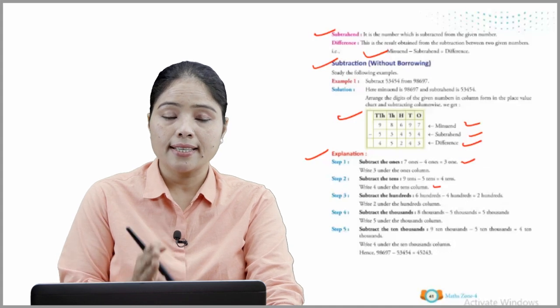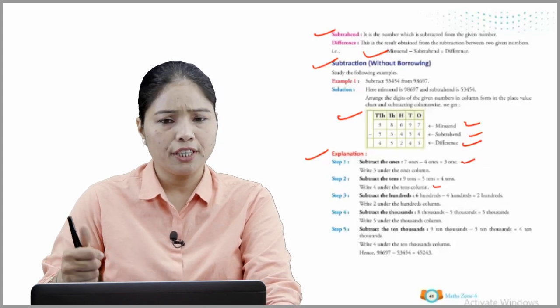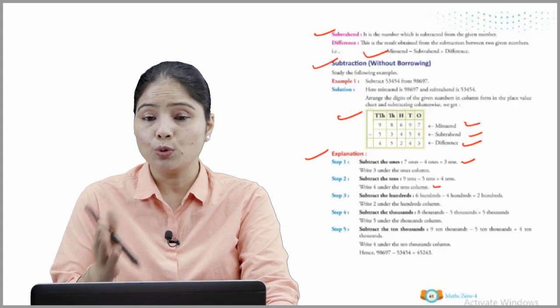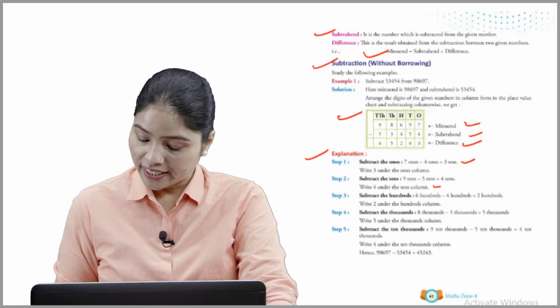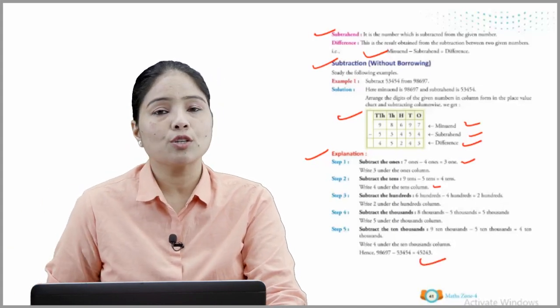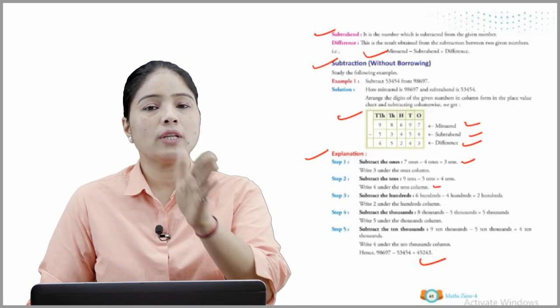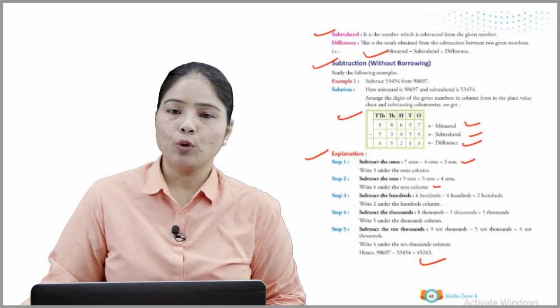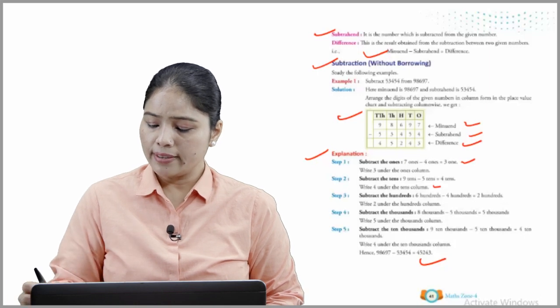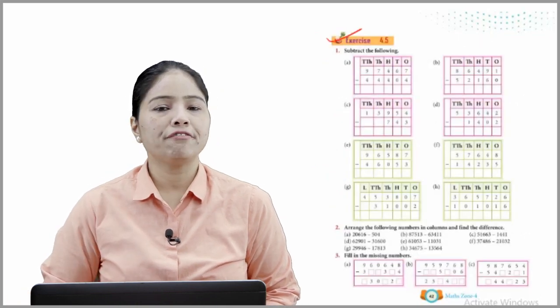Here 98697 minus 53454 is equal to 45243. Yes, this is the answer of that one. This is how we just do the subtraction. Okay, I hope you understood. Now move on next. Exercise 4.5.